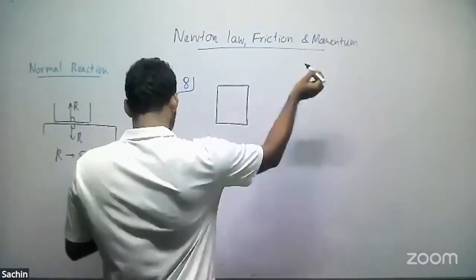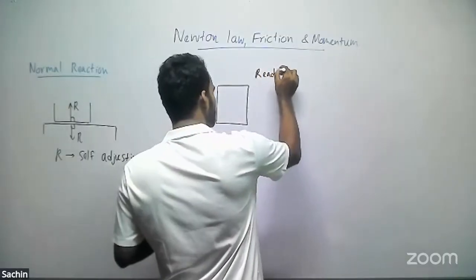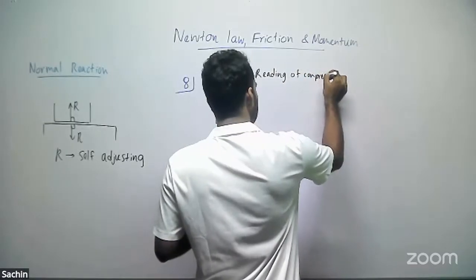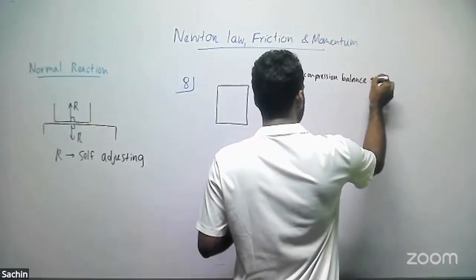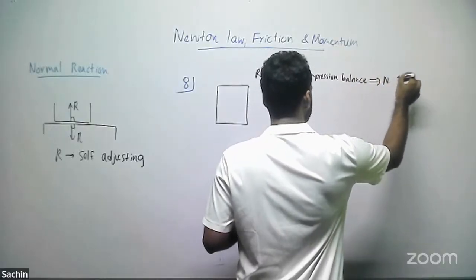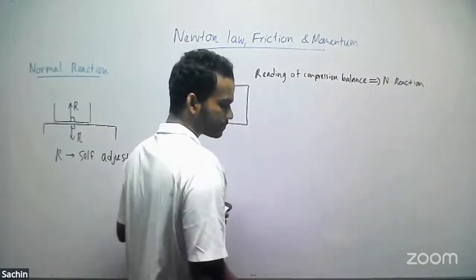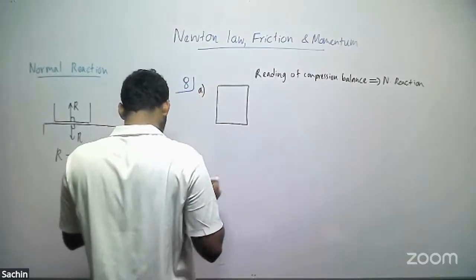So first thing, reading of a compression balance. Remember, the reading of a compression balance is nothing but the normal reaction. The normal reaction is what becomes the reading. So let's see how the normal reaction behaves in each case.